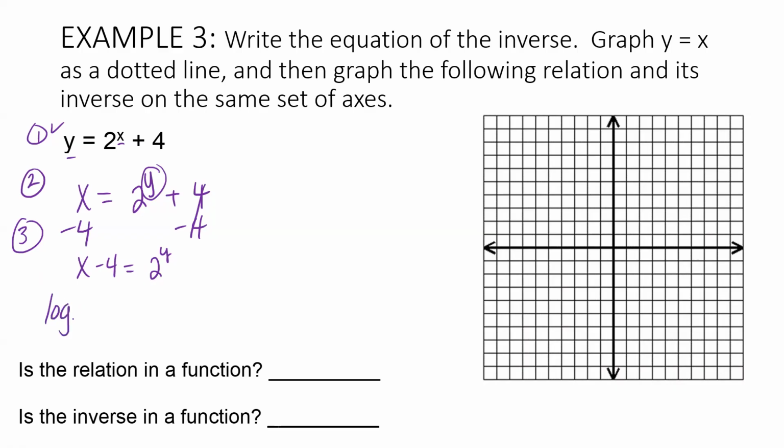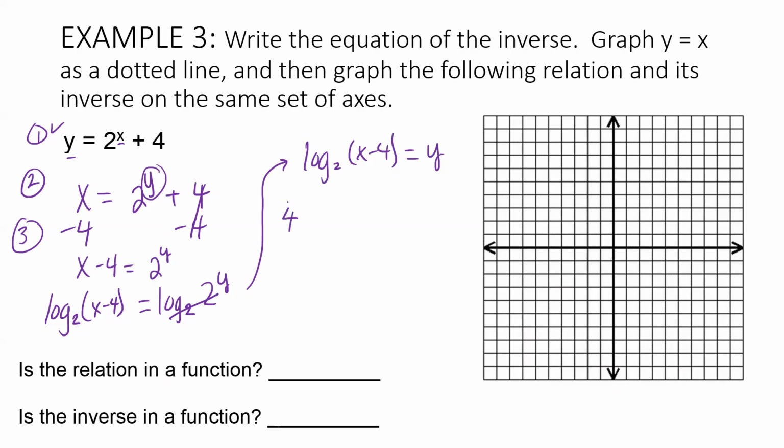We're going to take the log of the same base of our exponent. So we have the log base 2 of x minus 4 equals log base 2 of 2 to the y. Remember, us taking that log is going to cancel out our exponent, and we're setting our power free. So we're left with log base 2 of x minus 4 equals y, which means our inverse function is this log function, log base 2 of x minus 4.